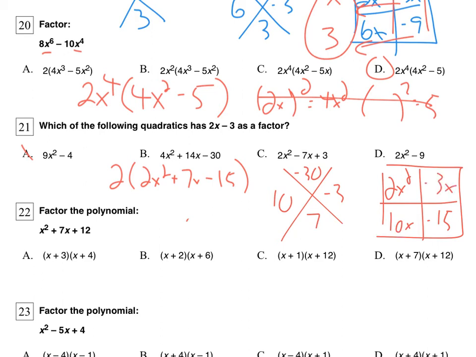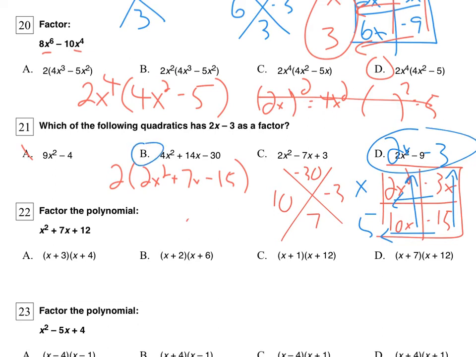Do the GCF. That gives us 5. That gives us just x. This one gives us 2x. And this one gives us a negative 3, which is what we wanted. There's our 2x minus 3. So then B would be our solution on that one.